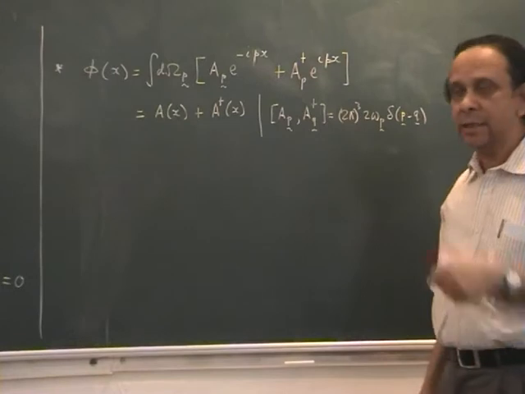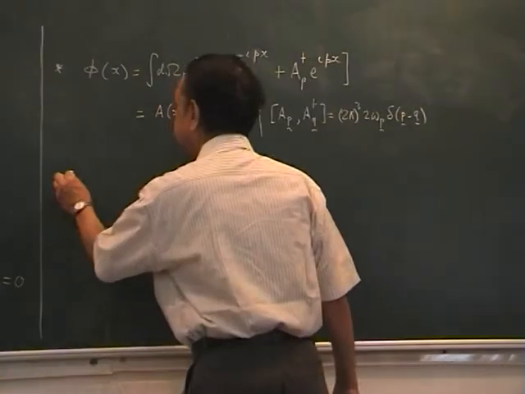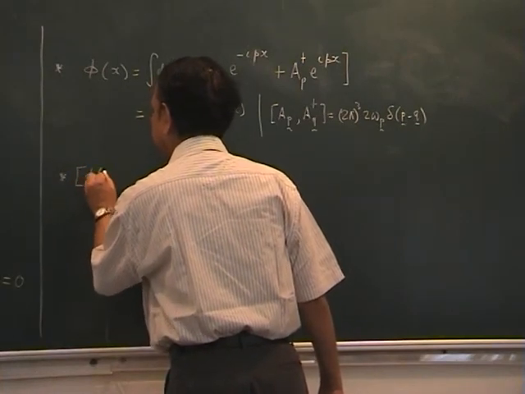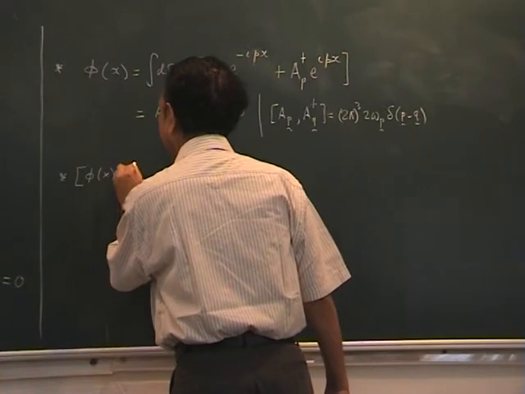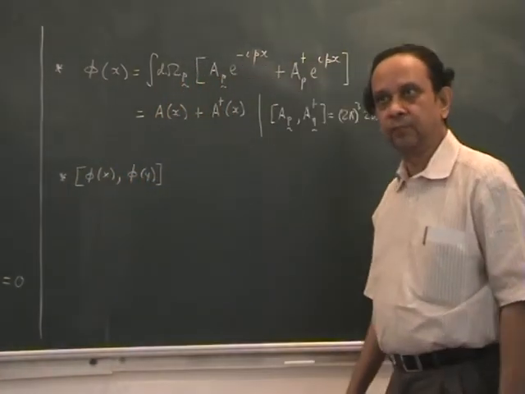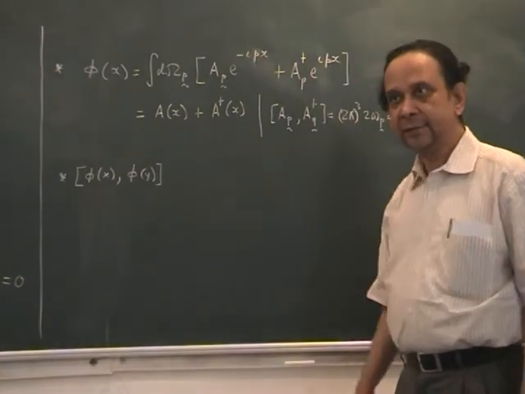So we have this A and A dagger, and we want to compute the commutator of phi at x with phi at y. Now it's all 4-dimensional. So this is commutators of these quantities.